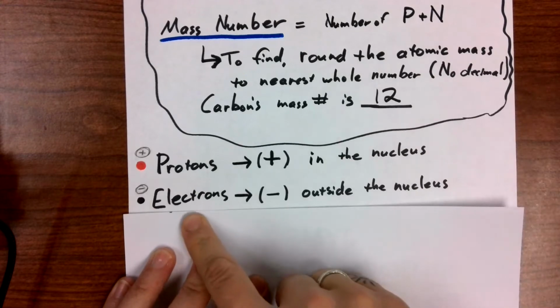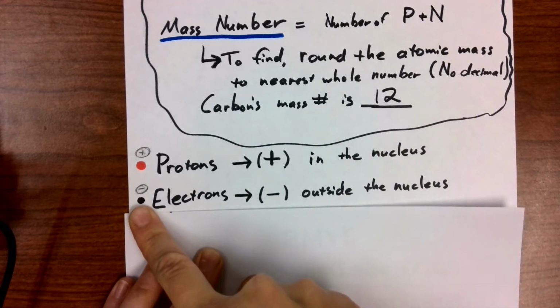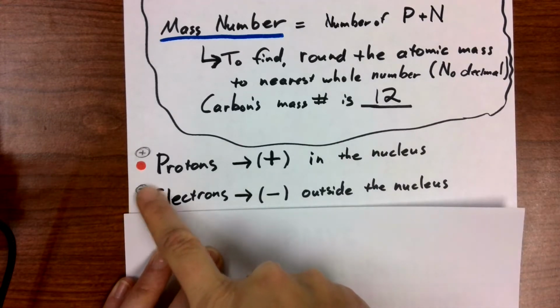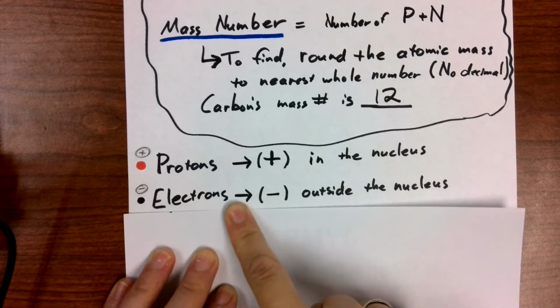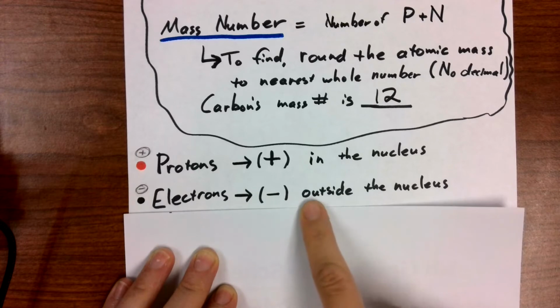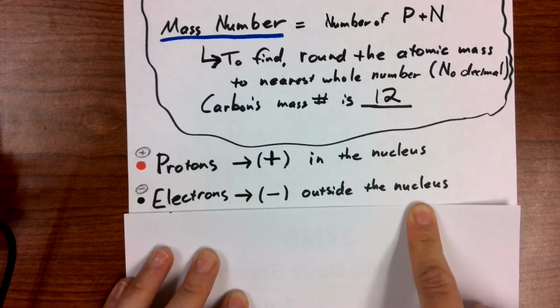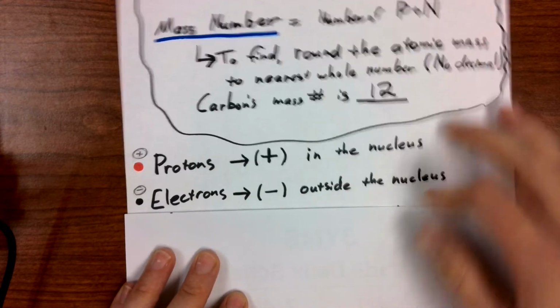Next, we have electrons. Again, I have a black circle there, or you can use a circle with a negative sign, a minus sign, in it. What I need you to know is that electrons are negative, and they are outside of the nucleus. We'll see how that looks in a minute.